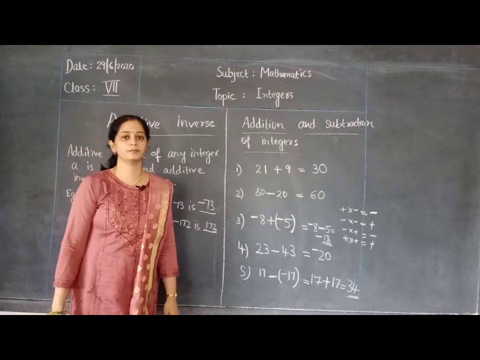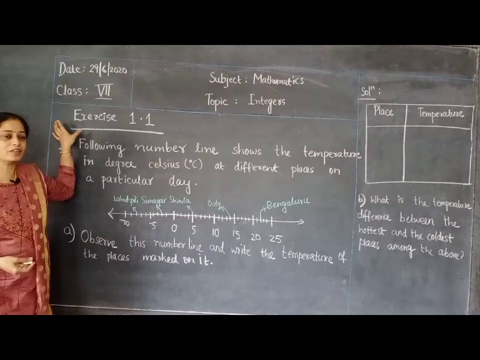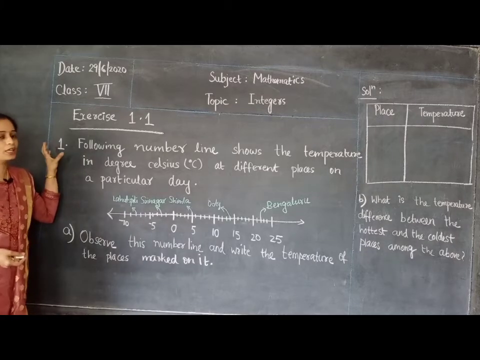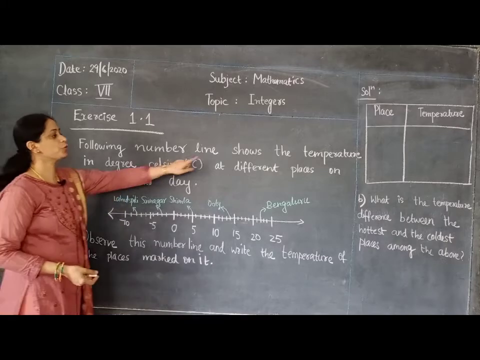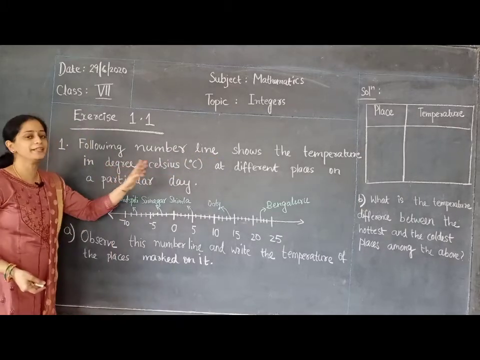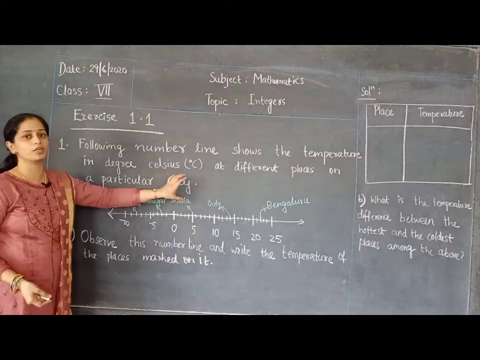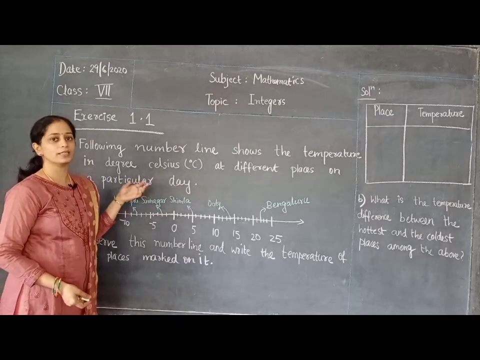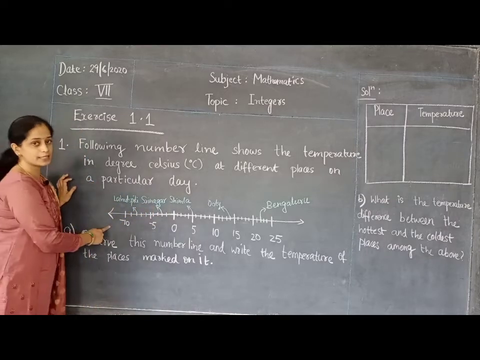Thank you children. Let us begin the first sum in Exercise 1.1. So see the first question. Following number line, here they have given a number line showing the temperature in degrees Celsius at different places on a particular day. They have given it in the form of a number line. So we will see this.